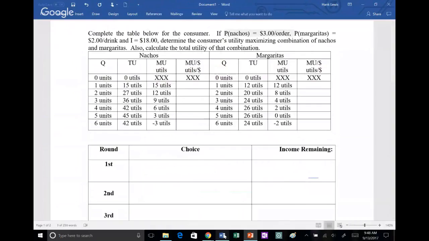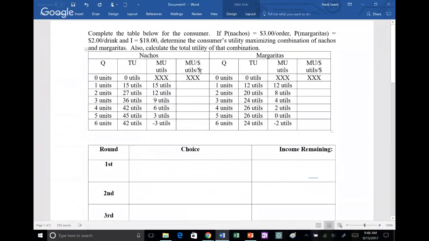That gives you the MU per dollar. Also, I want everybody to notice that every single cell in the table is formatted. If you just wrote 12, 8, 4, 2, 0, -2, guess what? You're wrong. Reason, you didn't tell me 12 of what, 8 of what, 4 of what. Format your numbers. That is mandatory.